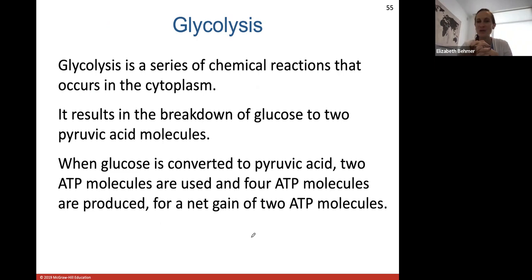So glycolysis is the first step. It's a series of reactions that occur in the cytoplasm. And really simply put, glycolysis is the breakdown of glucose to 2 pyruvic acid molecules. When glucose is converted to pyruvic acid, we produce 4 ATP, and in summary, we have a net gain of 2 ATP. So when we're going through the steps of glycolysis to turn glucose into energy, we start off by using 2 ATP, we produce 4 ATP. So at the end, we have a net gain of 2 ATP molecules. And again, this occurs in the cytoplasm of our cells.